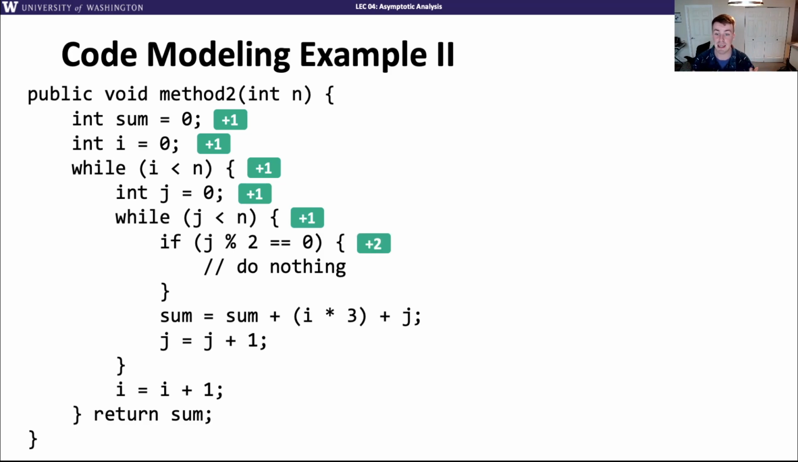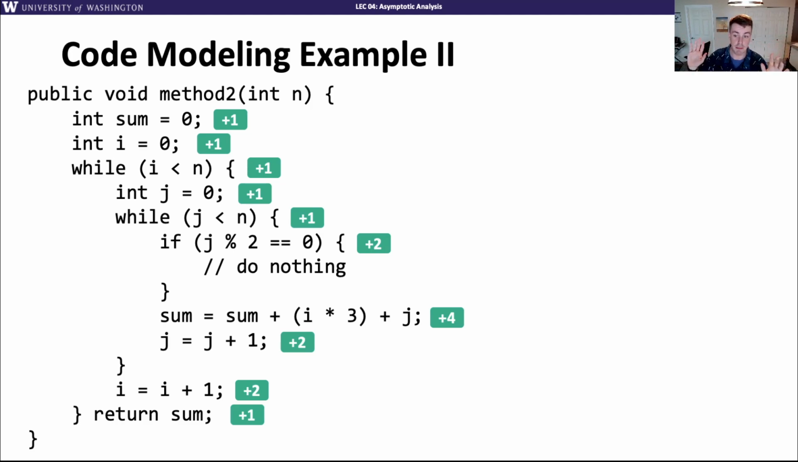So this if statement, it has a j mod 2 equals 0, that's 2 basic operations. And it doesn't actually matter if we do enter that if statement or not. I just have a comment in there, so there's nothing to do in its body. This line of code, sum equals sum plus i times 3 plus j, that's an assignment, and a plus, and a times, and another plus. That's a total of 4 steps. And then the last line there has plus 2. The line of i equals i plus 1 is plus 2, and returning sum is a plus 1.